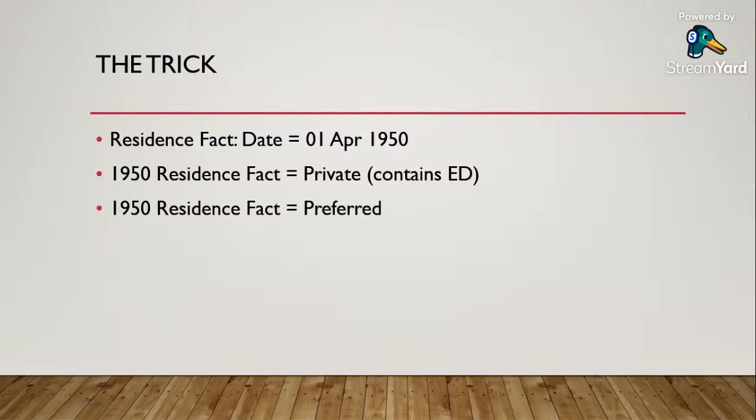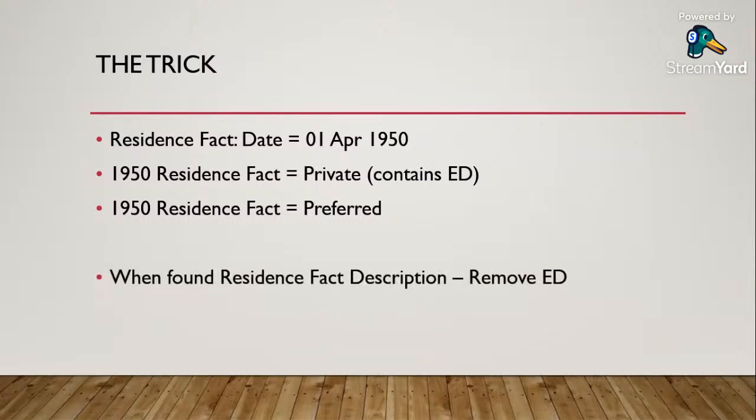I marked them as private so that I can pull a report based on the preferred residence fact, and it will just give me those that I have found and those that I have not found. When I find the household or the person in the census, I use the residence fact description as I normally would do.